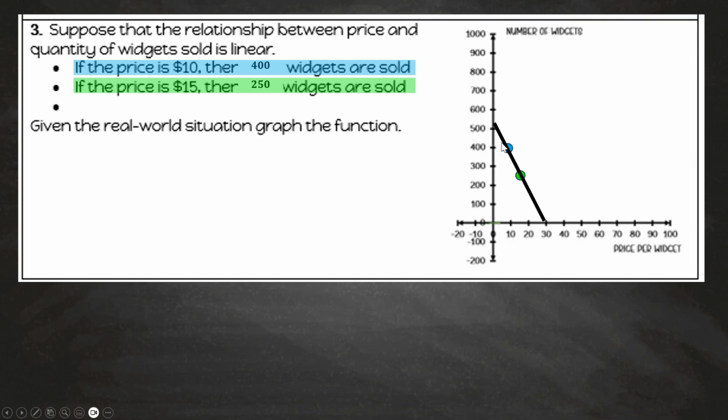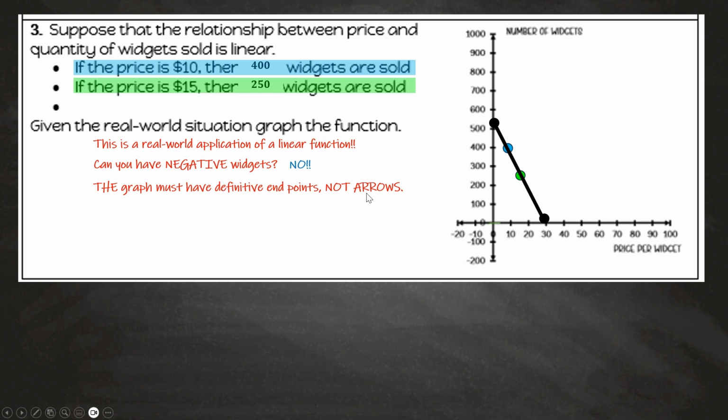Then we connect the dots, and when we connect the dots, we do not extend that line on forever, because this is a real-world application of a linear function, and can I sell negative widgets? If I cannot sell negative widgets, then that line should not extend to a negative price per widget. Also, the graph must have definitive endpoints and not arrows, because I cannot have a negative number of widgets and I cannot have a negative price per widget. So just make sure that when you're looking to identify your graph to the situation, that your graph does not have arrows on your line.